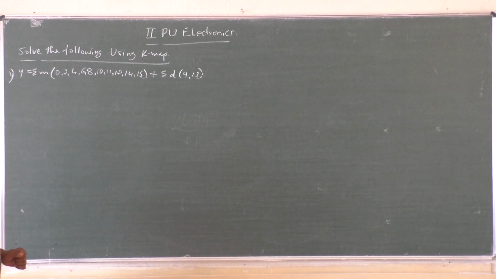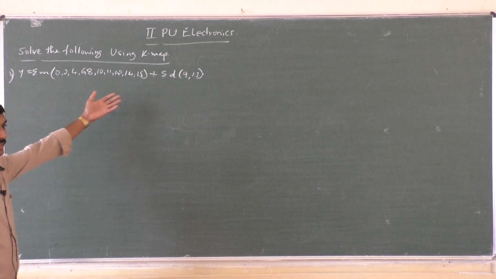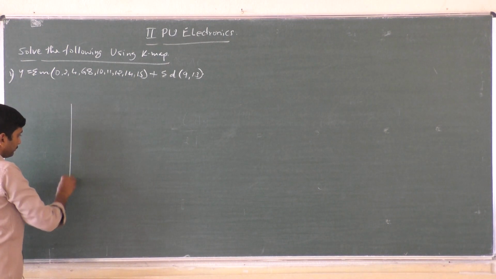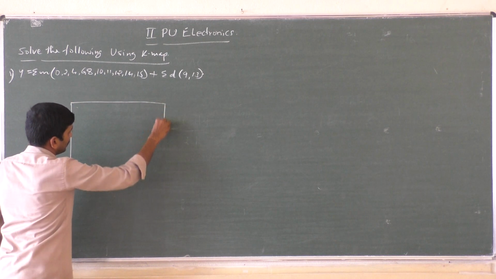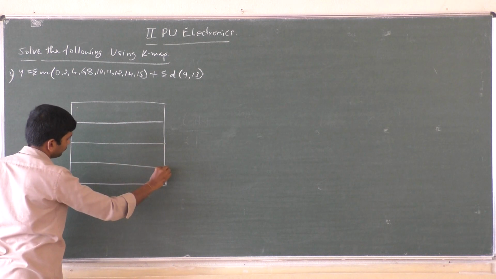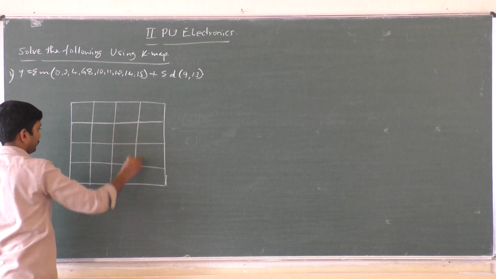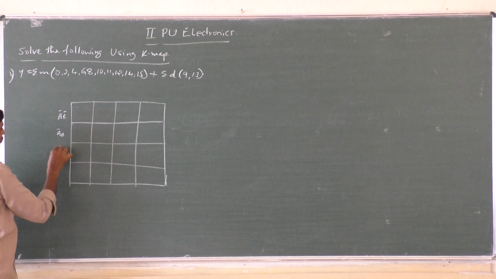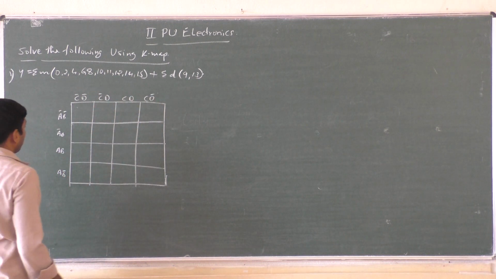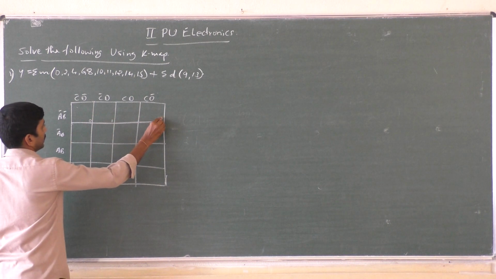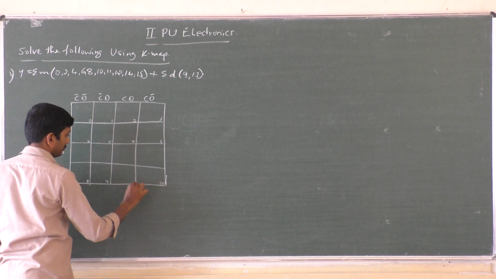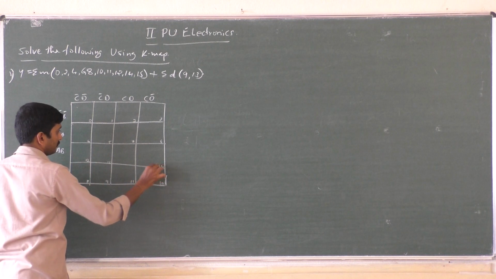Okay, so how to solve this problem? This is a 4-variable Boolean expression, obviously. Draw the K-map, and assign row variables and column variables. Next, write the cell numbers.